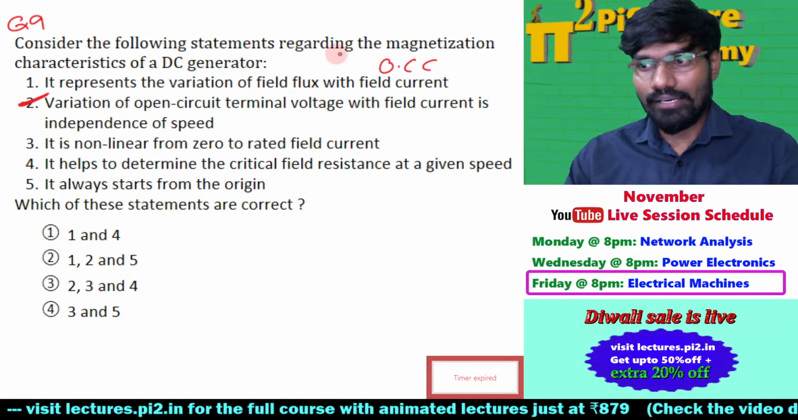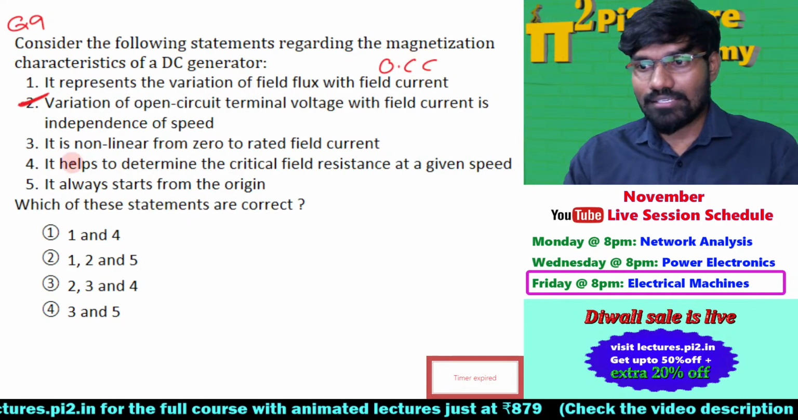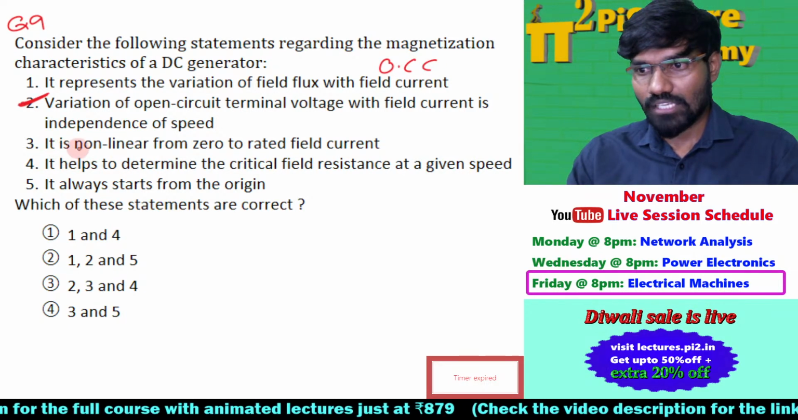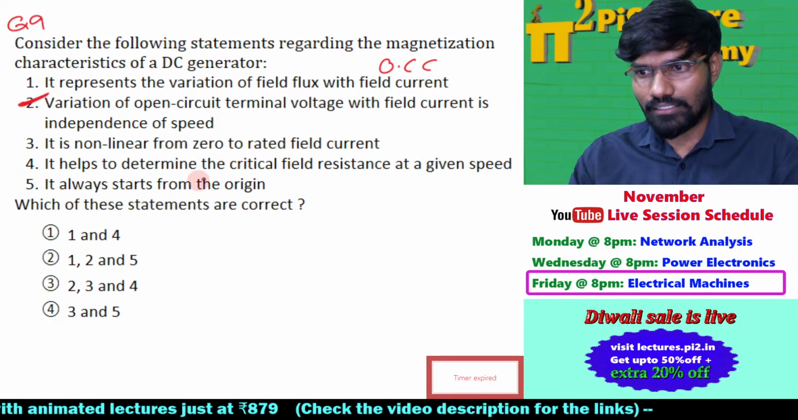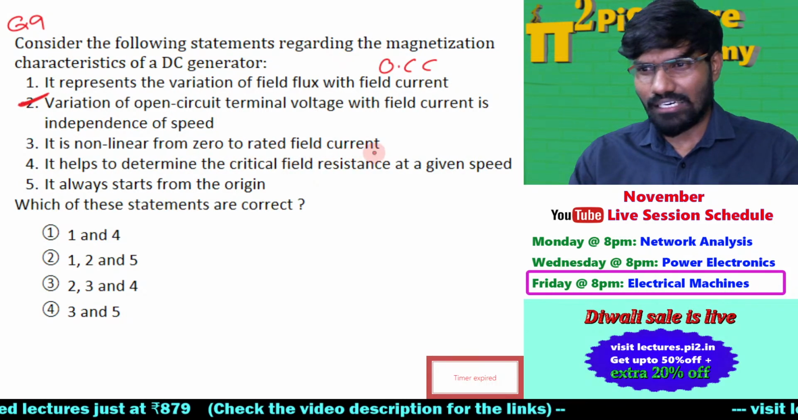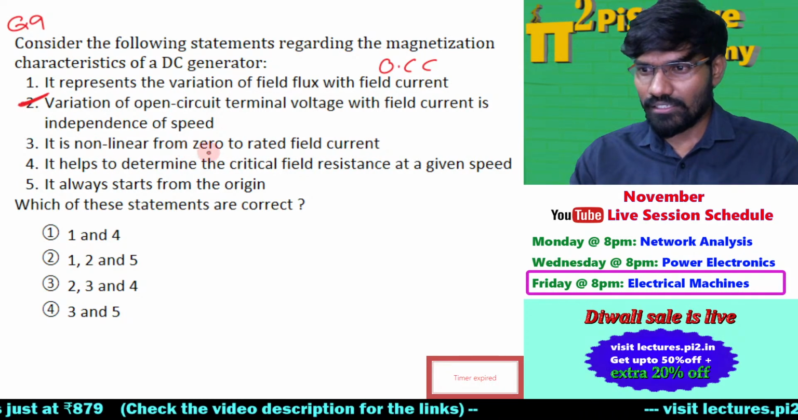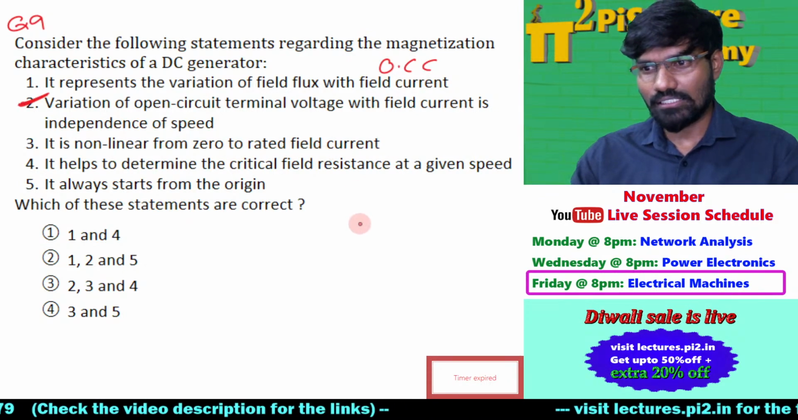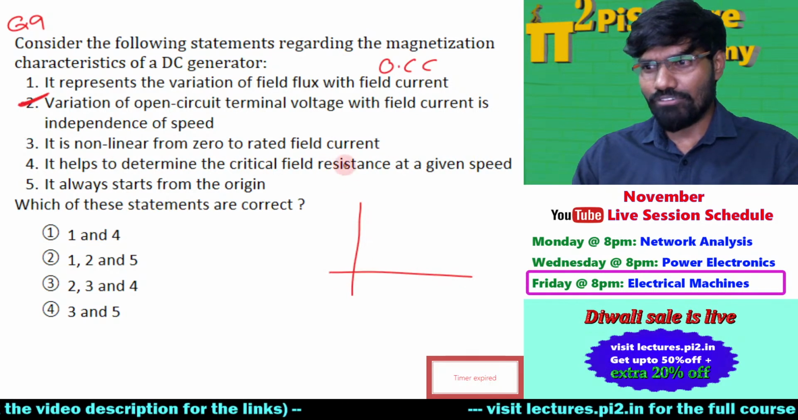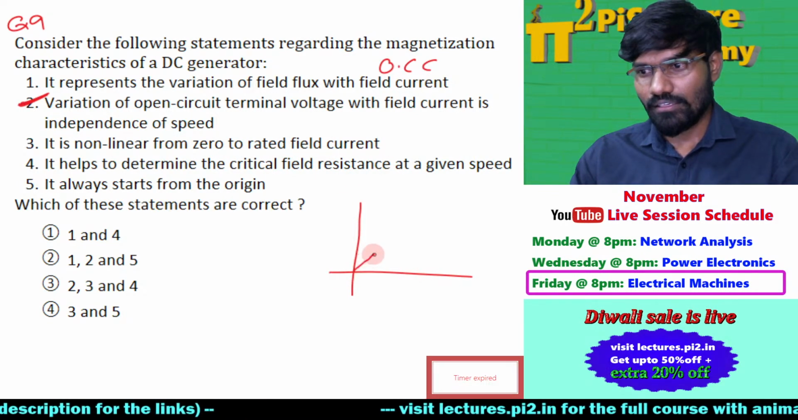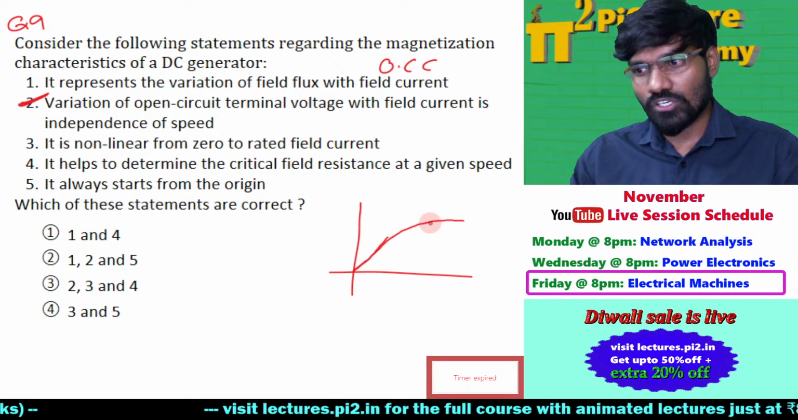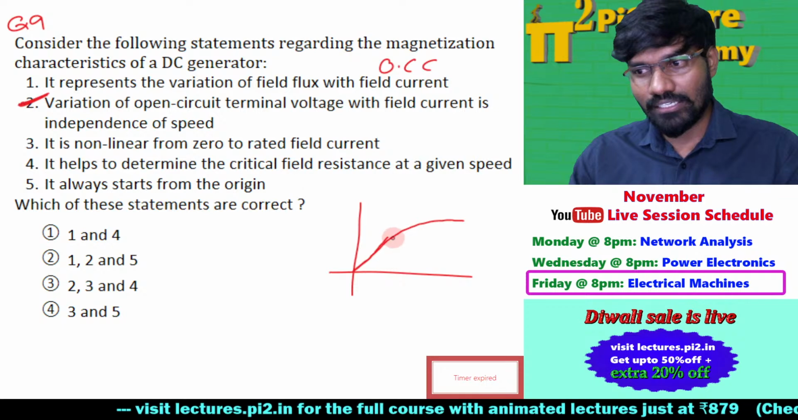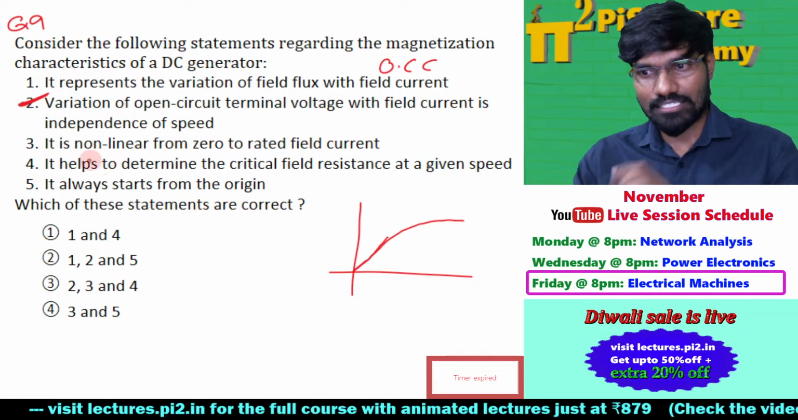Then next, magnetization characteristics is non-linear from 0 to rated field current. No, actually, if you see the characteristics, it is linear in this zone, it is non-linear in this zone, right? It is linear here, it is non-linear here. Okay, let's keep it aside.